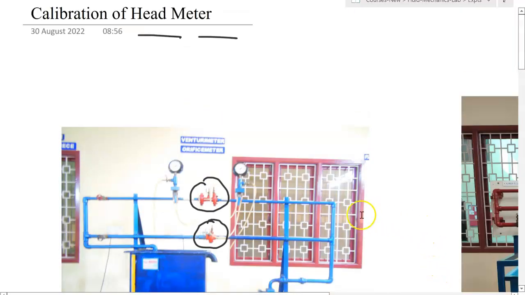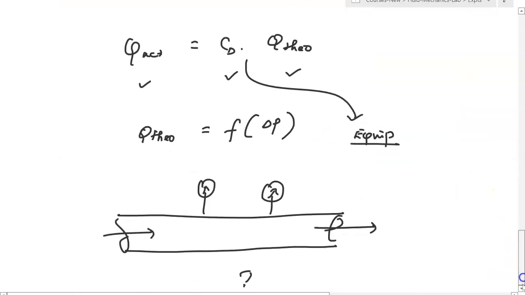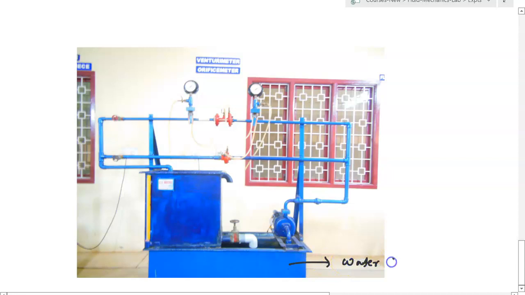Now let's come to this setup. Let me explain this setup a little before telling you the procedure of doing the experiment. This is a single setup that you have in the lab in which both the orifice meter and Venturi-meter are there. This is the sump, or we can say the water reservoir. You have here the pump. This is the Orificemeter. This is the Venturi-meter. This is the water collecting tank.